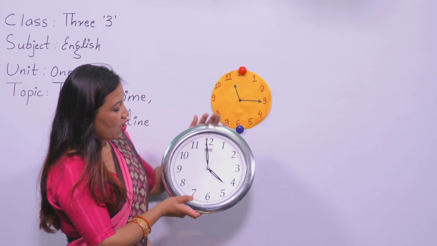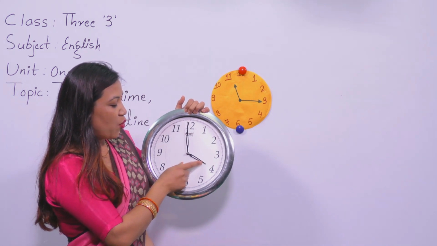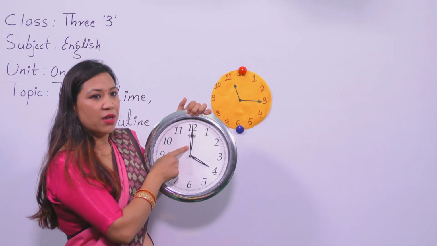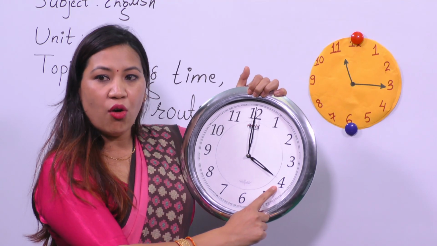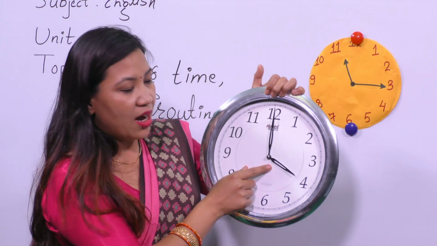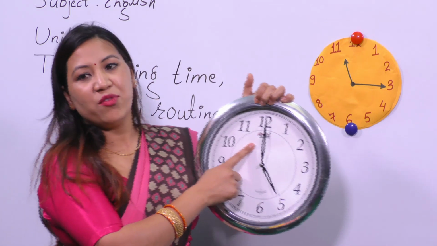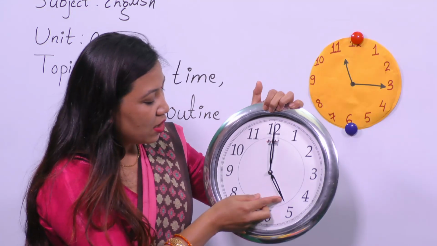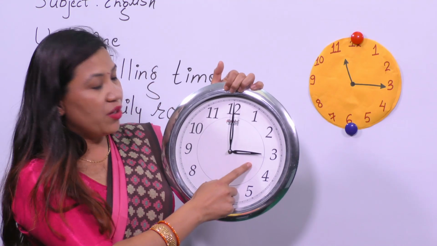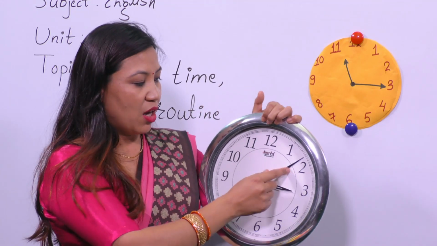When the short hand or the hour hand is pointing at 4 and the long hand is pointing at 12, it is 4 o'clock. Similarly, when the hour hand is pointing at 5, it is 5 o'clock, and when the hour hand is pointing at 3, it is 3 o'clock. Okay, I think you understood the o'clock.